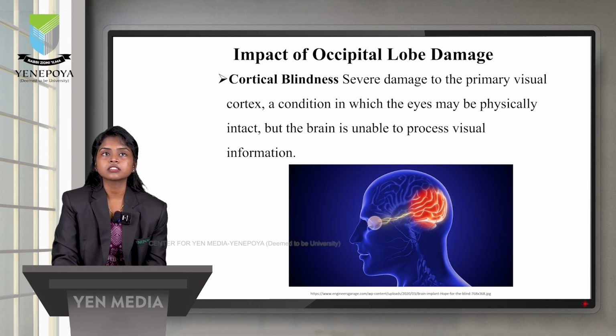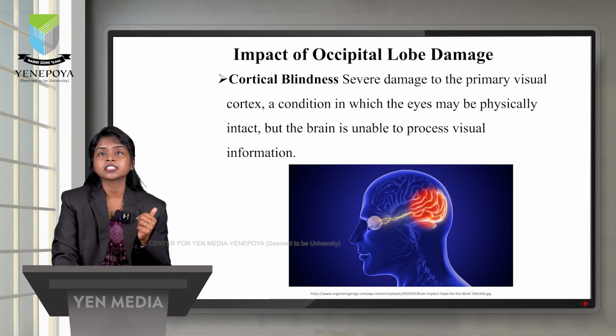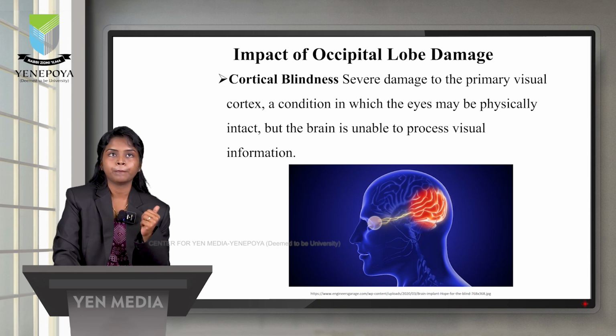First and foremost is cortical blindness, a severe damage in the primary visual cortex, a condition in which the eyes may be physically intact but the brain is unable to process the visual information due to damage in the cortex area of the primary visual part.